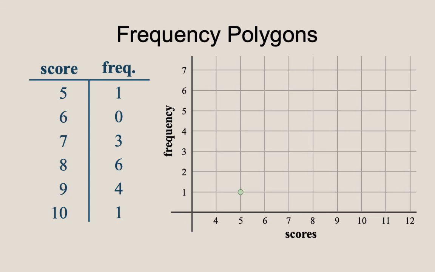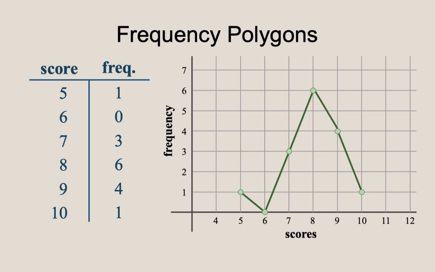Now we will draw a point at a height indicating the observed frequency. Here we plotted the point (5, 1) for the score of 5, which was observed in the data set only once. We continue with the rest of the values: (6, 0), (7, 3), (8, 6), (9, 4), (10, 1). And we have points for all of the frequencies, including the 0 frequency values in the range of our data. Next, we connect the points, and we almost have a complete frequency polygon.